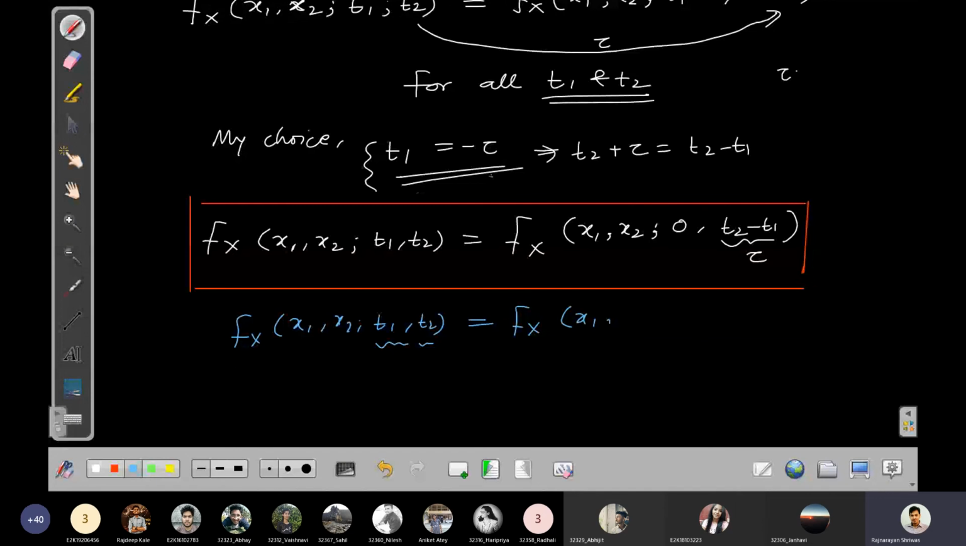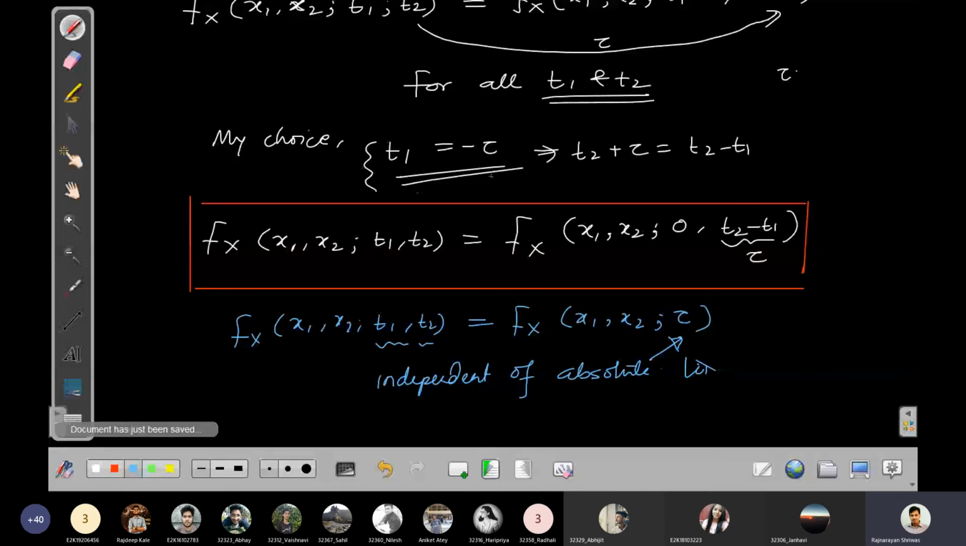Only their time difference. This is what the meaning is. So this is, in the sense, independent of time, independent of, you can say, absolute time. So it does not depend on the absolute time, but depends on T2 minus T1, or time difference. It depends on what? Time difference, tau. It depends on only tau.